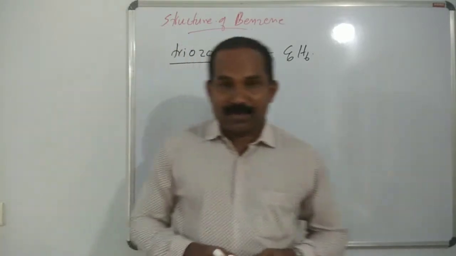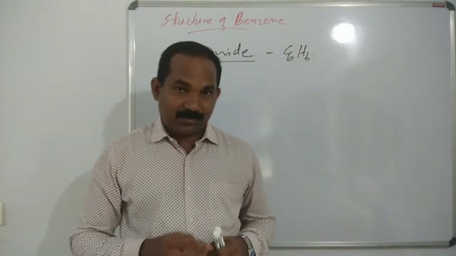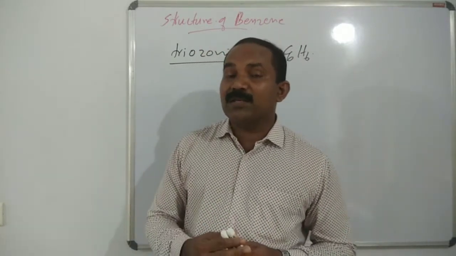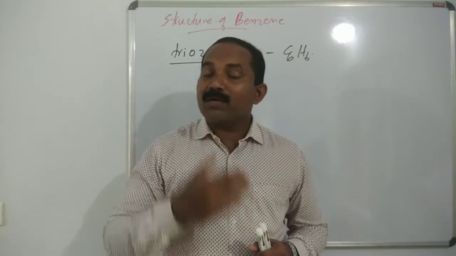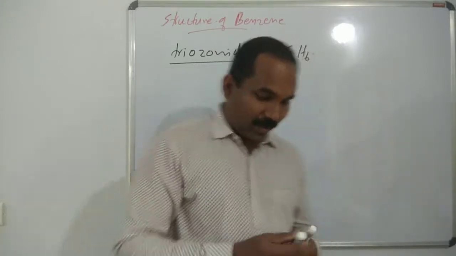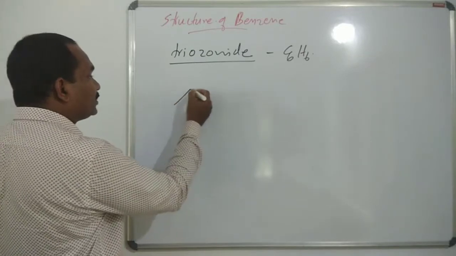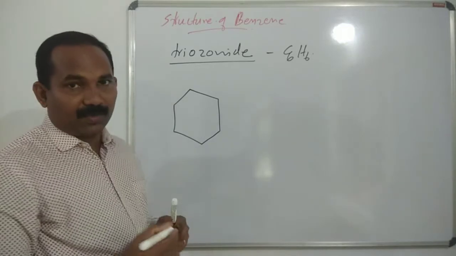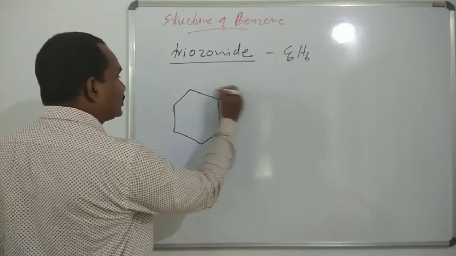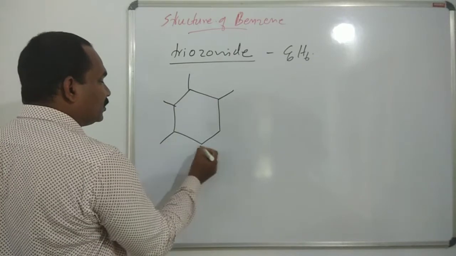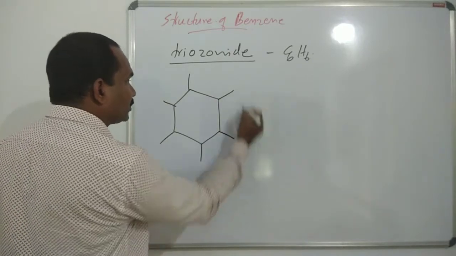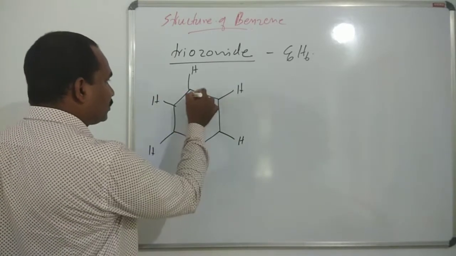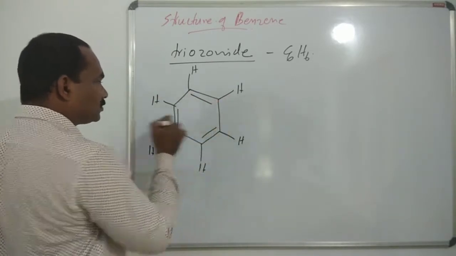In 1865, Kekulé, a scientist, proposed the structure of benzene by drawing alternate double bonds. The possible structure of benzene has 6 carbon atoms and 6 hydrogen atoms, and the tetravalency is maintained by putting alternate double bonds.